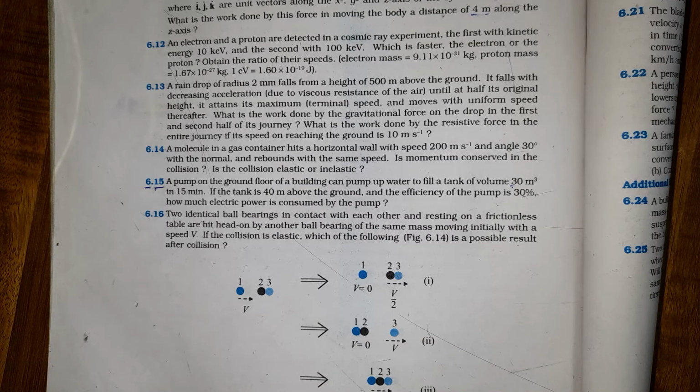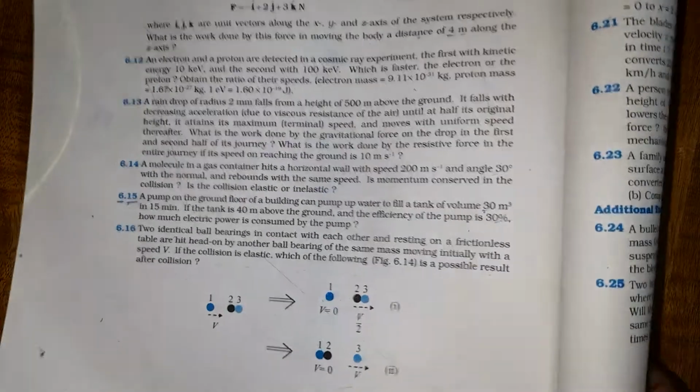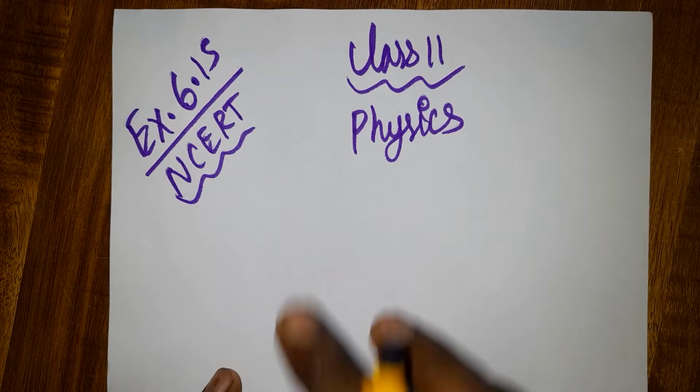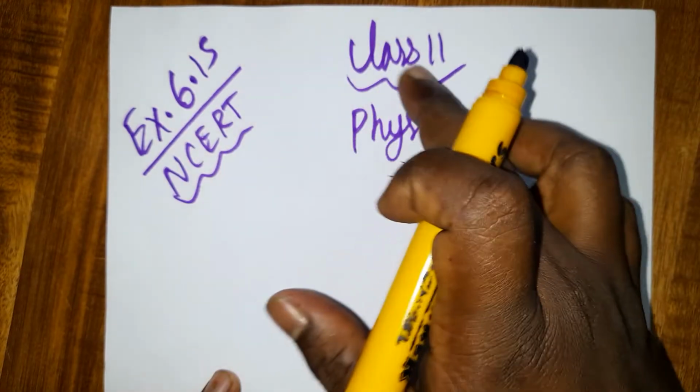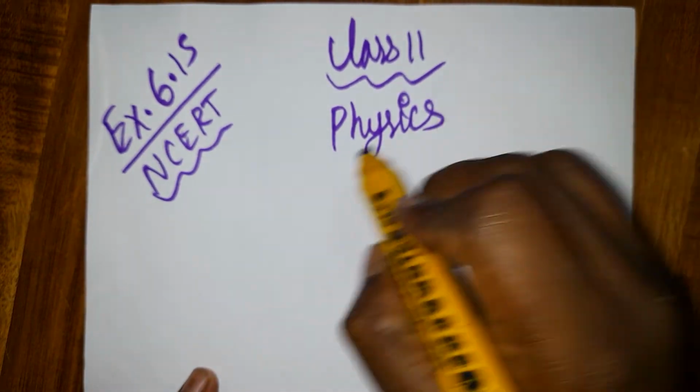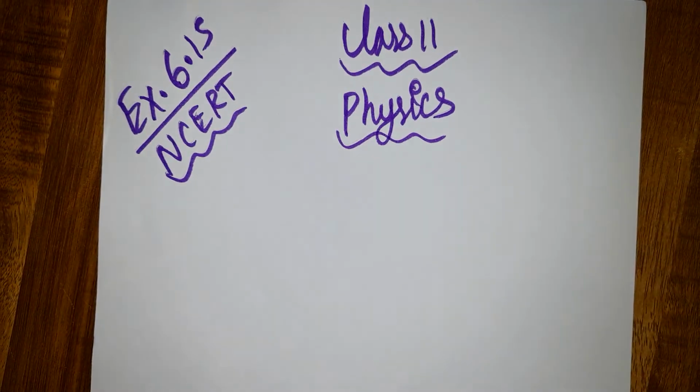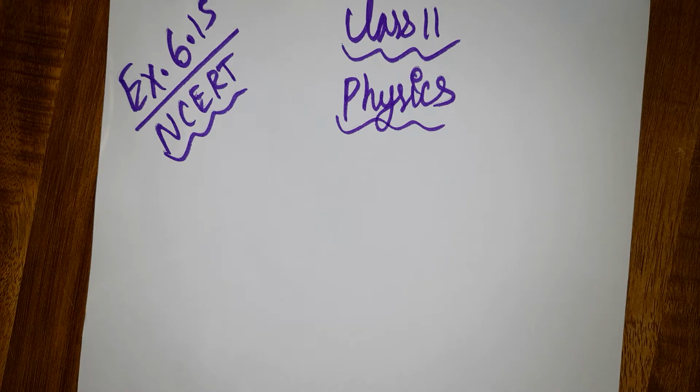Now, it is a very simple problem. Class 11 physics, 6th chapter, 15th problem, book back problem we are going to discuss. First we'll write the given data. First we'll collect the given data, then I'll tell you how to do this problem.